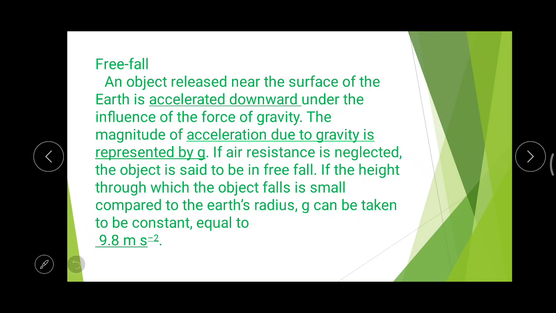Free fall is actually, suppose you are dropping one object from a height, if it is not connected with any bodies or any string or something, and you are allowing it to fall freely downwards, such motions are known as the free fall.